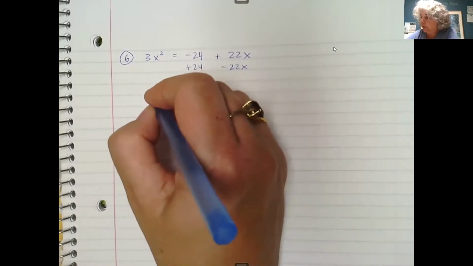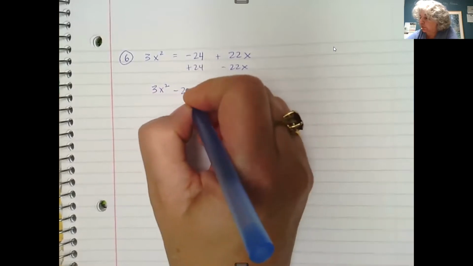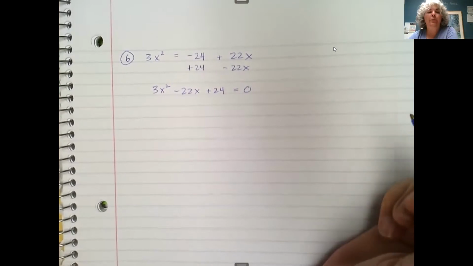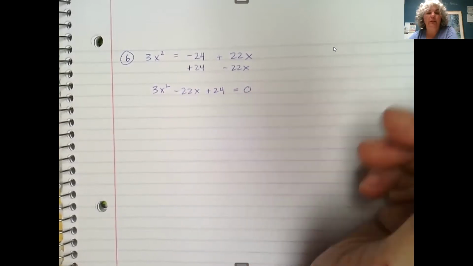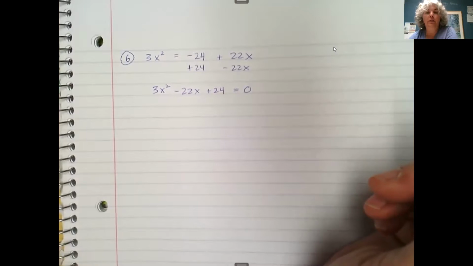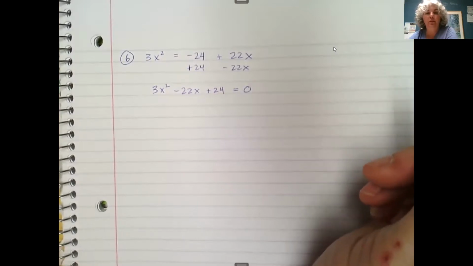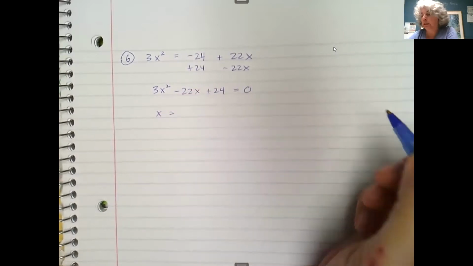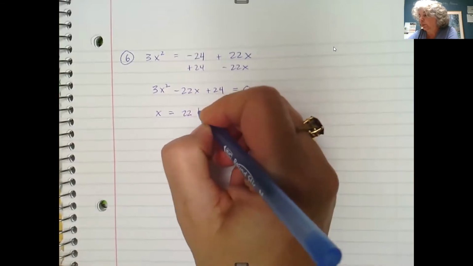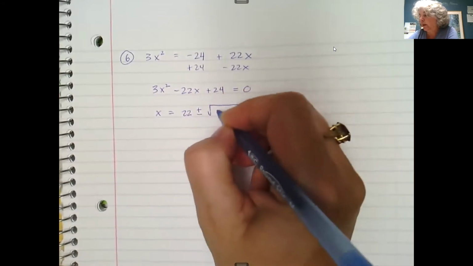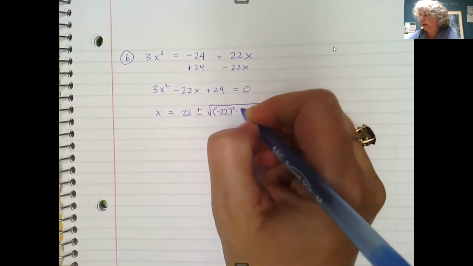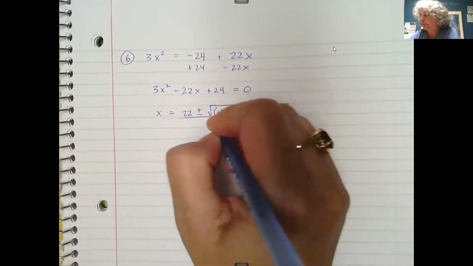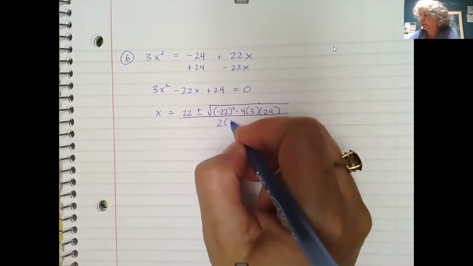All right, so I have 3x squared. I'm going to rearrange the terms so they're in the right order. All right, so this is what I have. 3 does not go into everything, so I'm just going to leave it like that. I'm not going to try and factor. This might take too long to factor. It might be just as easy to use the quadratic formula. So I say x equals, the opposite of b is positive 22 plus or minus the square root of b squared minus 4 times a times c, and then 2a at the bottom.